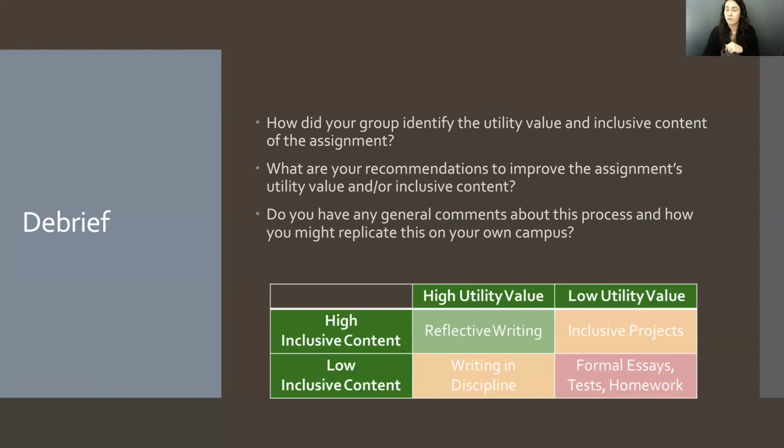I did most of the talking in the breakout room, so maybe someone else can answer that, please. Okay, then I will answer. We found this is both low utility and low inclusiveness. It's a final exam, and it's sort of the archetype of a poorly written multiple choice question.